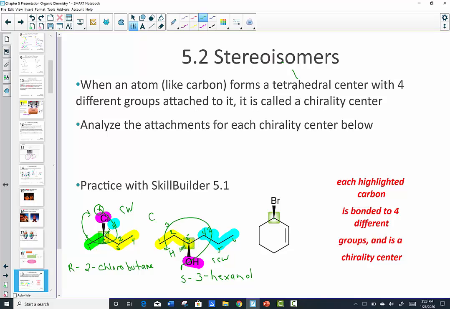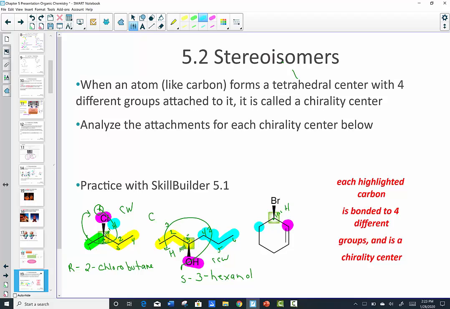Here's a chiral center. That carbon is attached to a bromine and a hydrogen. Now watch carefully. I can see that this carbon next door is involved in a double bond. That makes it a different branch than a carbon that's involved in a single bond. So again, that is indeed a chiral center. It has 4 unique attachments.